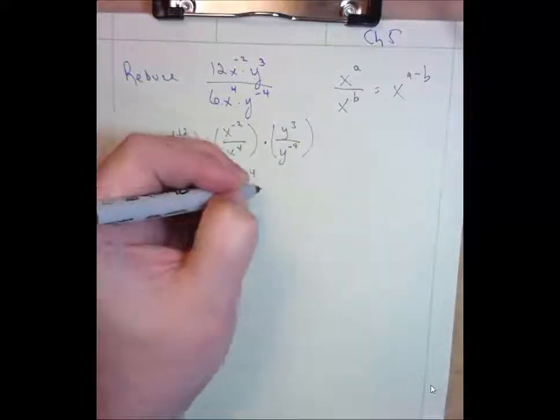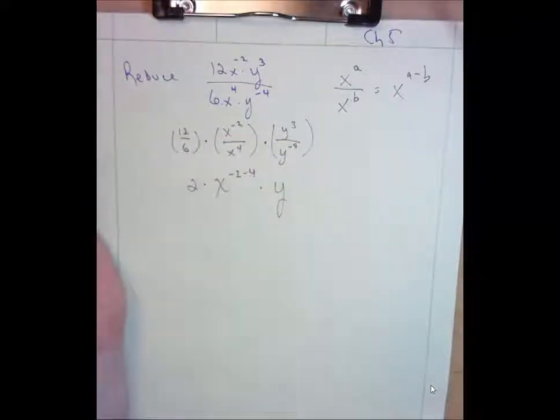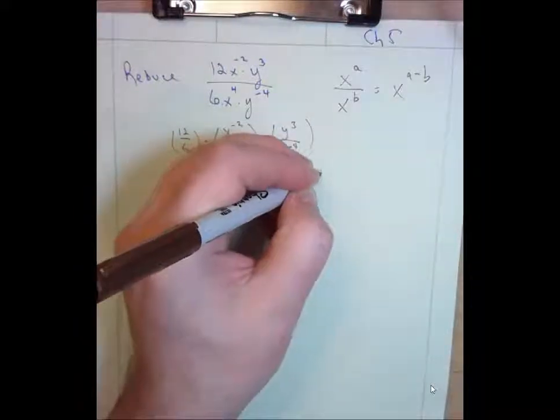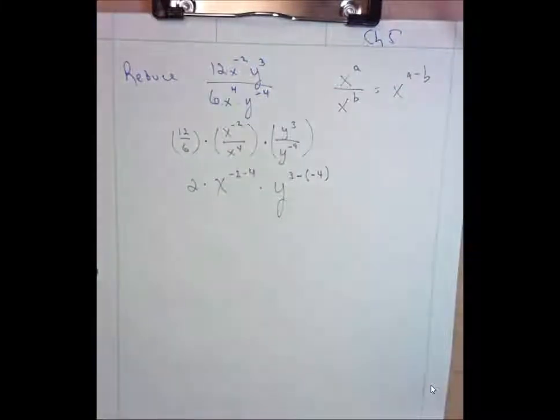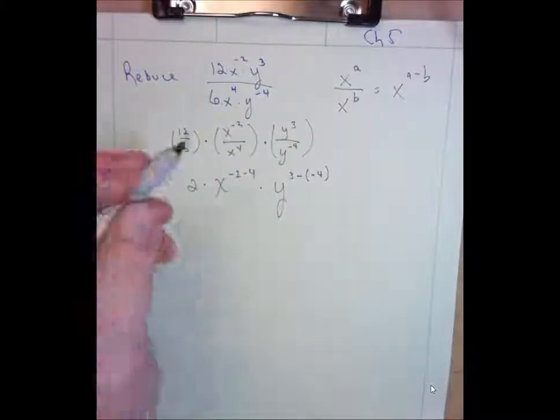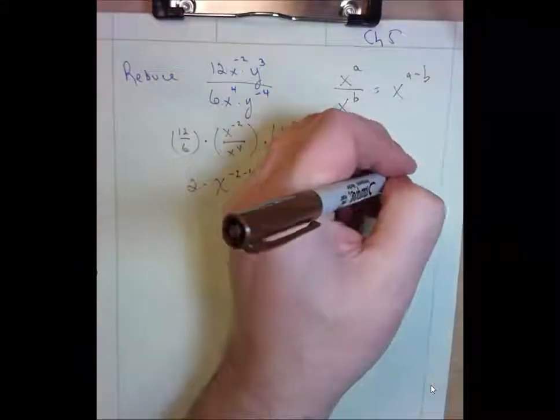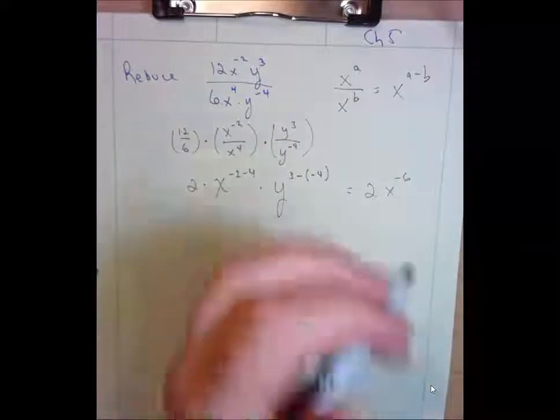2 minus 4. And then in the last part, we will have y with ultimately the exponent of 3 minus negative 4. So be careful there. You have to track those minus signs well. And that net result is 2 times x to the negative 6 times y to the 7th.